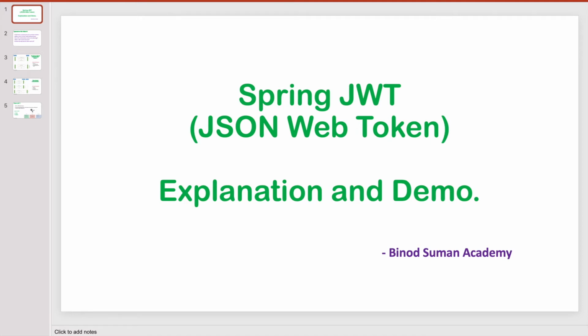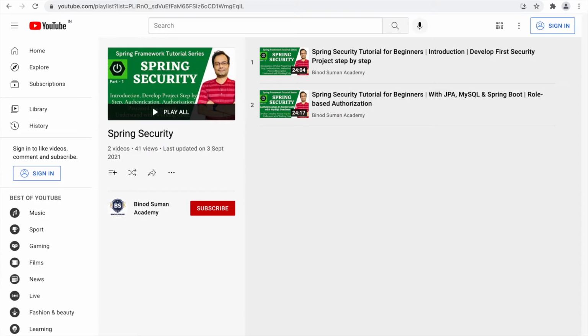So in this video, we are going to discuss what is the Spring JWT, JSON Web Token, with the complete explanation, and we create the demo from scratch. But I would recommend, before going to Spring JWT, you should watch these two videos on Spring Security, how to set up Spring Security in a Spring Boot application from scratch.